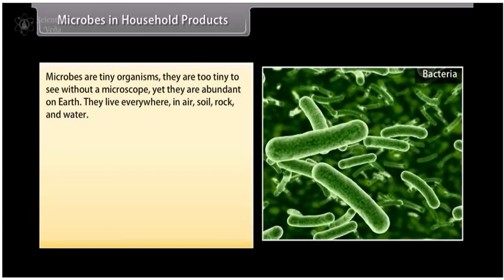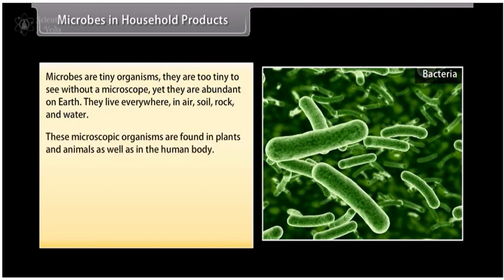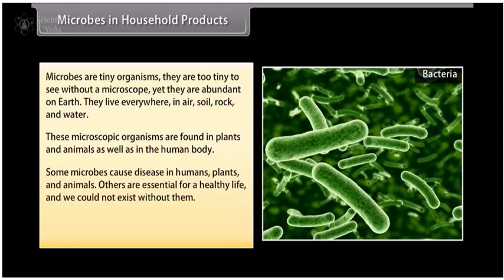Microbes in household products. Microbes are tiny organisms. They are too tiny to see without a microscope, yet they are abundant on Earth. They live everywhere in air, soil, rock and water. These microscopic organisms are found in plants and animals as well as in the human body. Some microbes cause diseases in humans, plants and animals. Others are essential for a healthy life, and we could not exist without them.